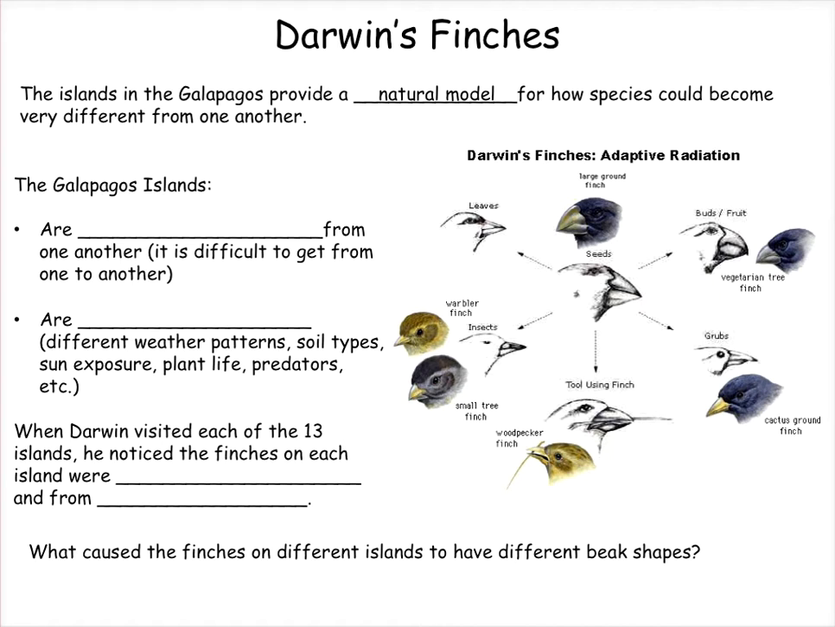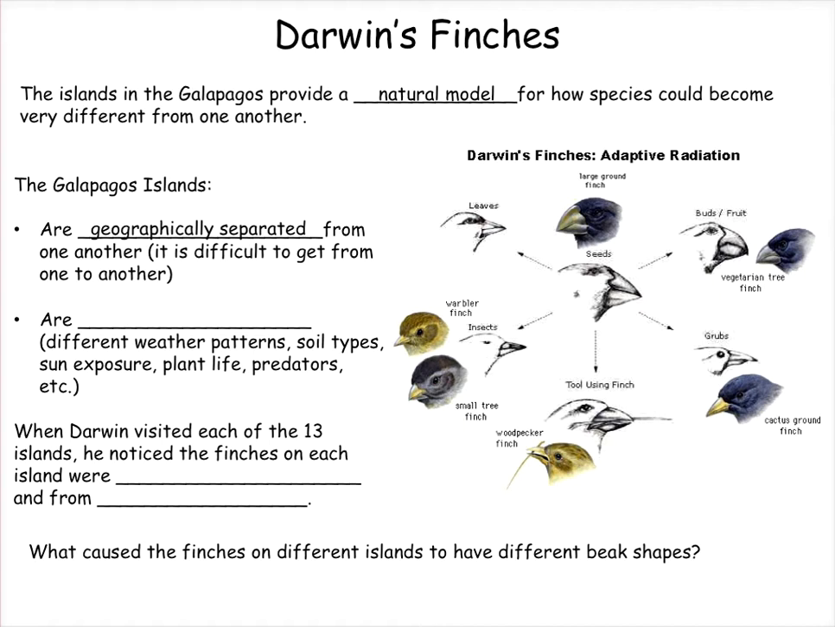There are two features about the Galapagos Islands that make them an ideal model for studying how species change over time. The first feature is that these islands are geographically separated from one another by vast stretches of oceans. So in other words, it's very difficult to get from one island to the next, and thus, if you're a population of organisms on one island, you are essentially stuck with the environment on that island.